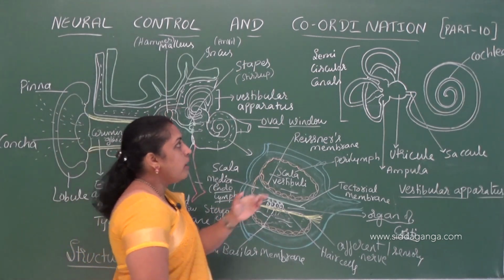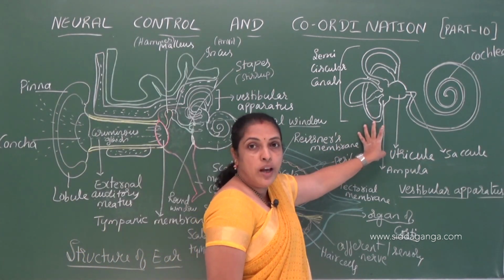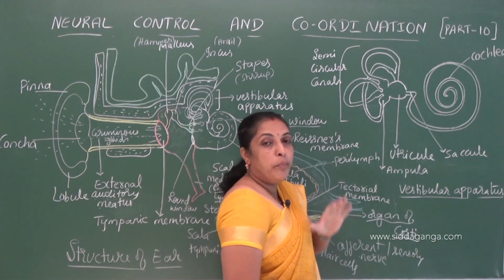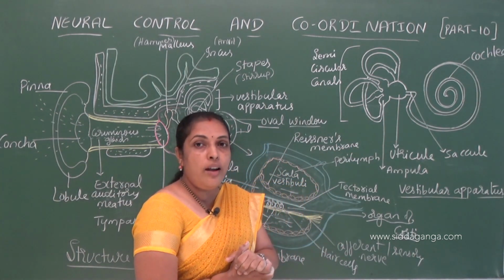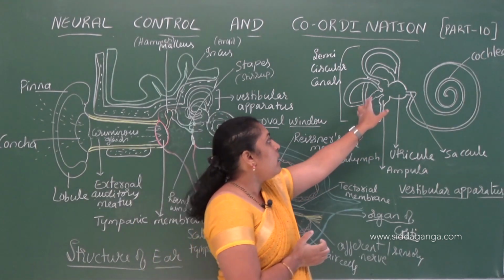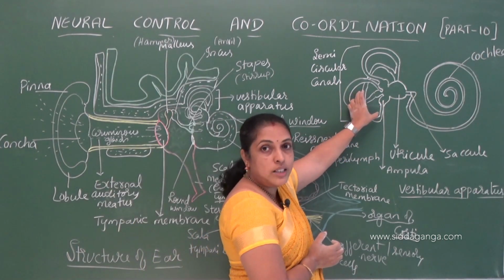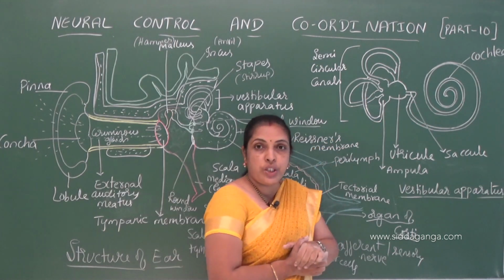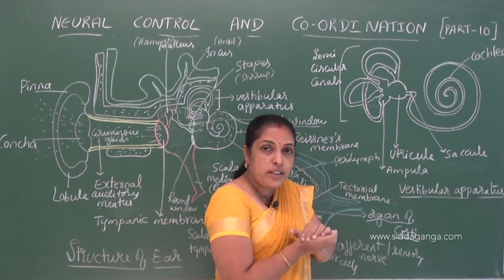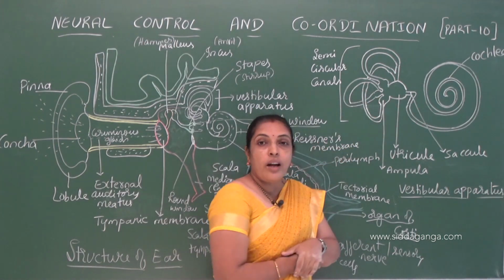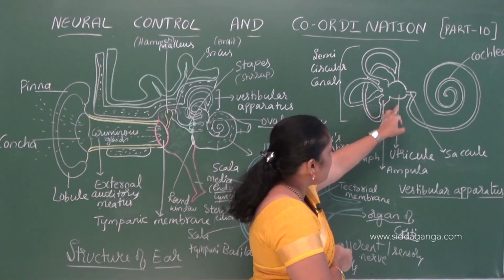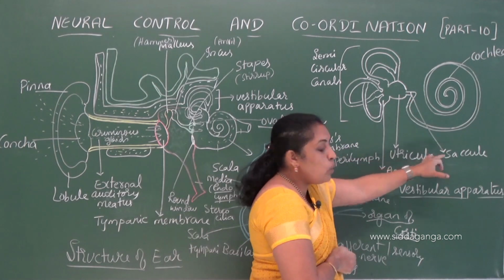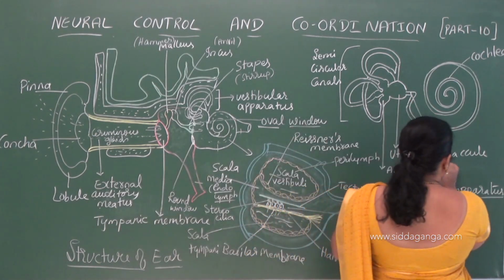Understood? Then coming to the vestibular part, mainly concerned with the maintenance of body balance and posture. It is having 3 semicircular canals at right angles to each other. They are present in different planes, but all 3 are at right angles to each other, and they have an expanded part called utricle and saccule. The two are together called otolith.